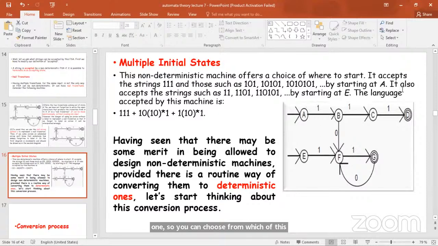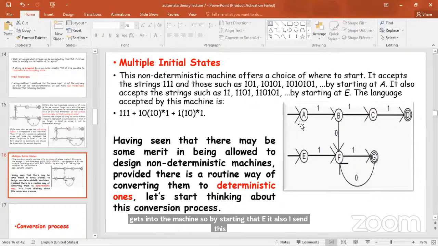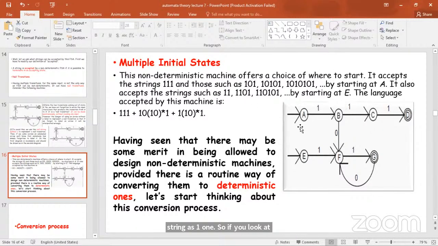By starting at A, it also accepts the string 11. So if you look at A, you have 1, 1 or 1, 0, right? By starting at E, the language accepted by the machine is, look at E, it can accept 1, which will lead to F. Another 1 will lead to G, right? If you take another 1, where does it take you to from E?